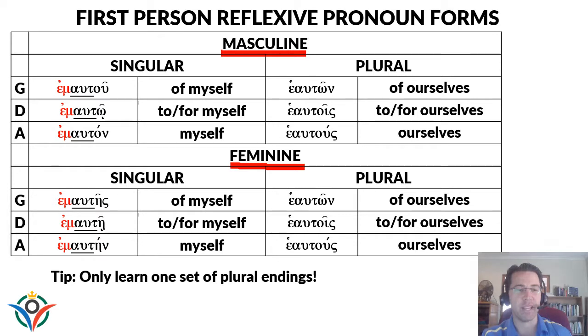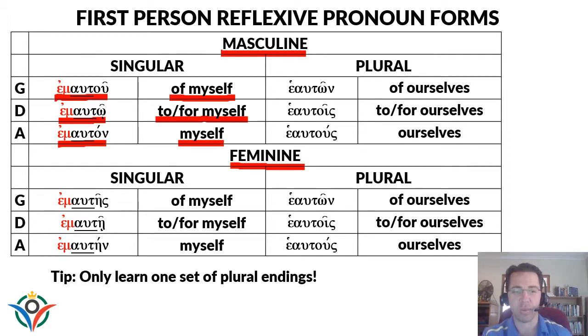So we have emautou, which we translate as of myself. The dative singular, emauto, to or for myself, and emauton, which we translate as myself. So remember, for the singular forms, the combination is the personal prefix em plus the intensive pronoun auto plus the second declension endings. And then the plural forms, remember that all the plural forms for the reflexive pronouns are the same. So the tip there at the bottom is only learn one set of plural endings.